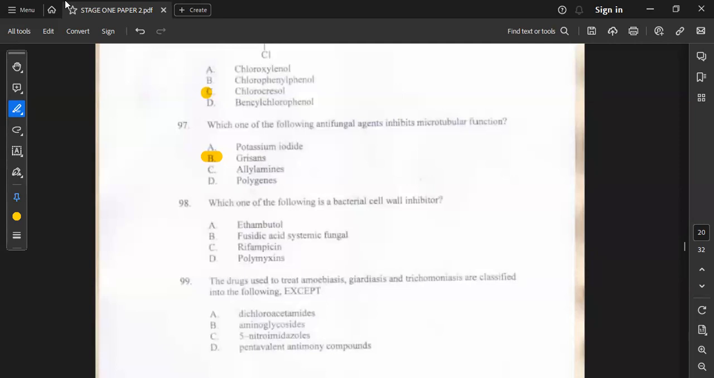For classification, there's an image we've sent in the group, mainly two groups, imidazoles and triazoles. The imidazoles are the ones most familiar: clotrimazole, miconazole, and ketoconazole. And then the triazoles, the common ones are fluconazole and itraconazole, but also voriconazole and posaconazole.